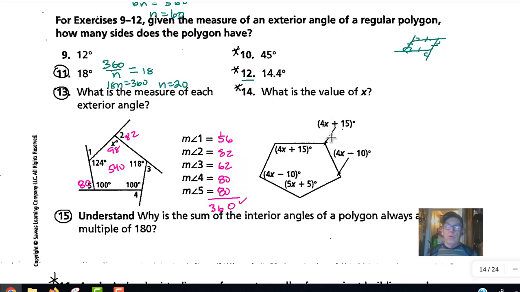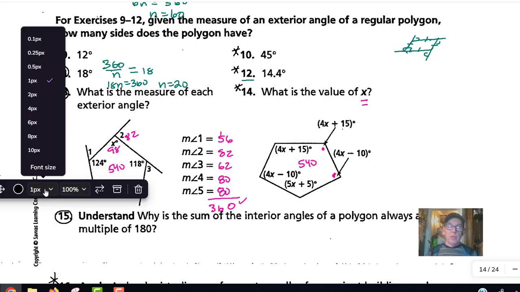Okay, so you need to do number 14. They're telling you that 4x plus 15 is that angle there, and 4x minus 10 is this angle here. So basically, all of the x's and all of the numbers added up set equal to 540 will let you find out what x is, and that's all you have to do for that one. So get number 15.